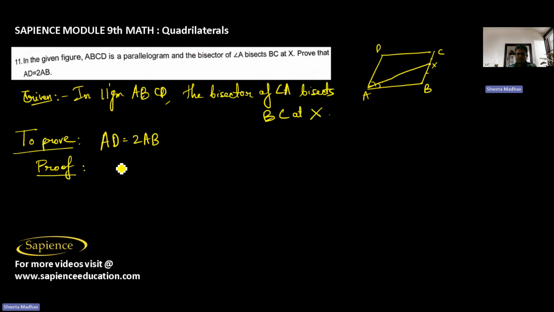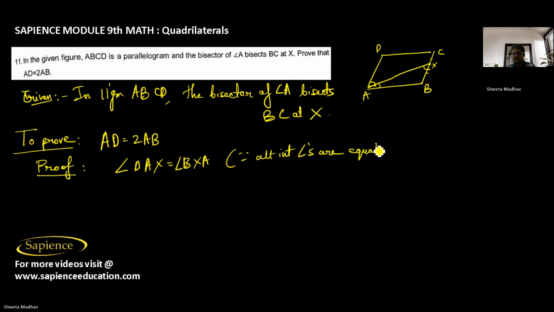You can see that angle DAX is equal to angle DXA. Why? Since alternate interior angles are equal, as AD is parallel to BC and obviously AX is the transversal.